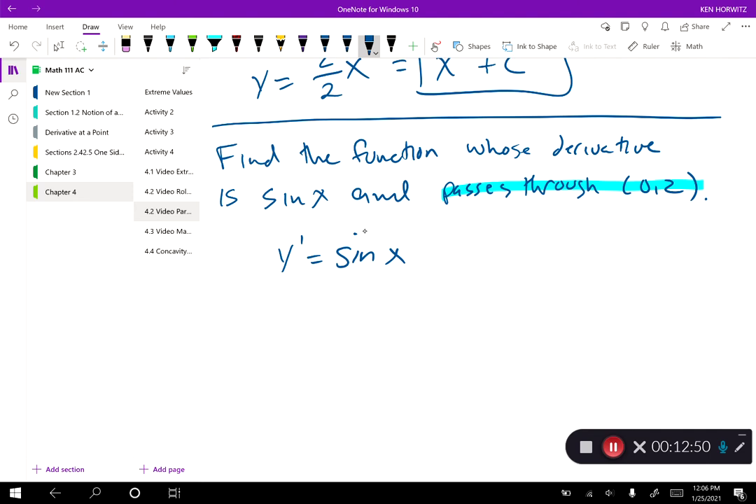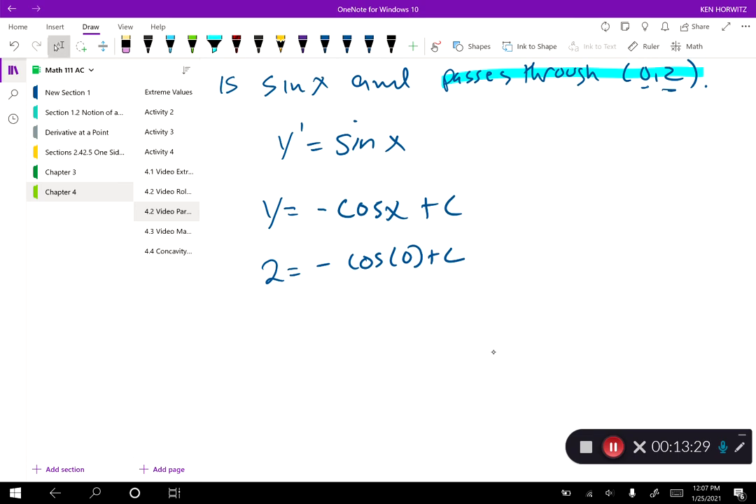All right, so if I think about it for a second, I could say, well, cosine x has a derivative of negative sine x. So I can say my function is negative cosine x plus c. All right. Now remember, we don't know what C is at this point. However, what we do know is that when x is 0, y is 2. So I'm going to plug those two values in. So I have 2 equals negative cosine 0 plus c.